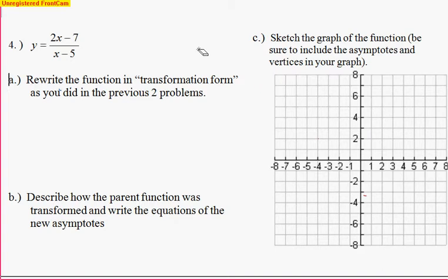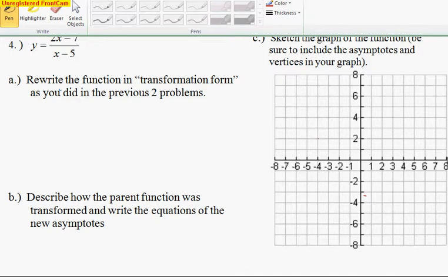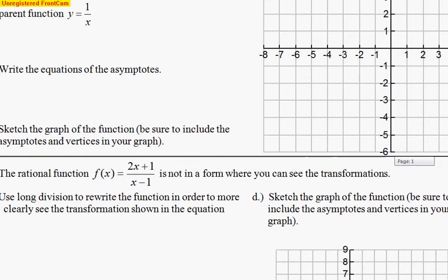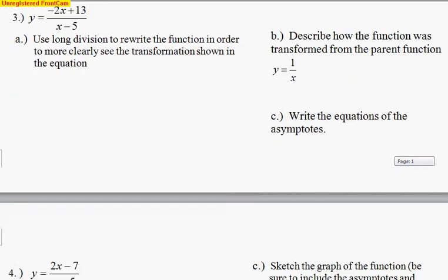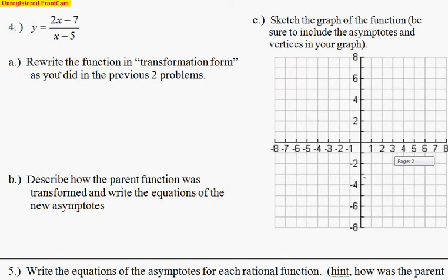Alright, here is a video on long division and rational functions, and I'm taking this from the worksheet, long division and rational functions. And what I want to do is I would like to do problem number 4 because I think that problem takes everything into effect that you might have thrown at you in a problem like this.